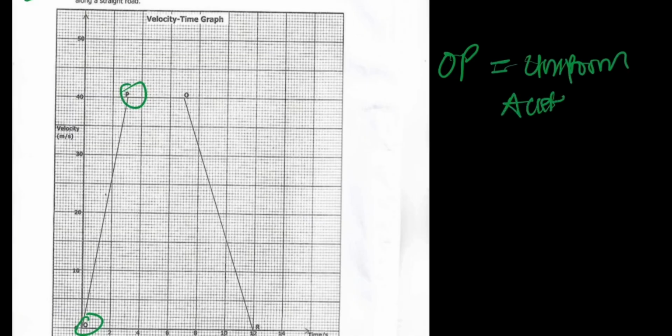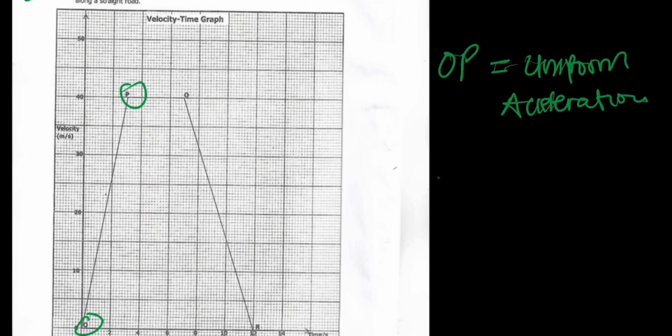So when you look at O and P, this is between this point and that point. How can you describe the motion of a car during that particular moment? Well, when you look at O and P, you will notice that this is what we call the uniform acceleration, because the velocity here is increasing at a constant rate and the gradient is actually positive. So this is showing uniform acceleration.